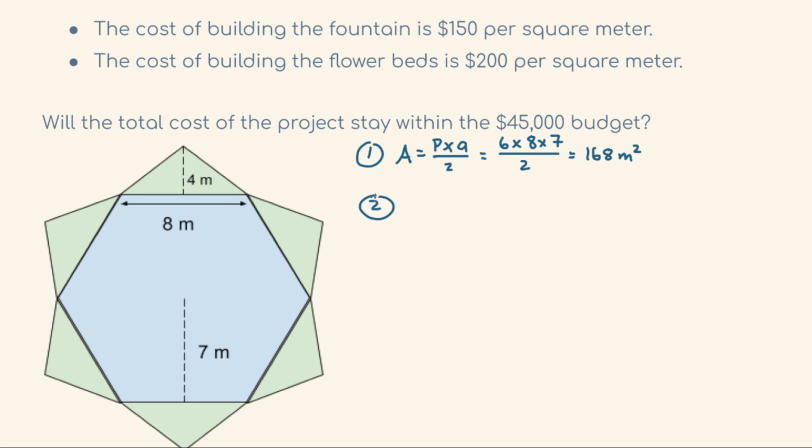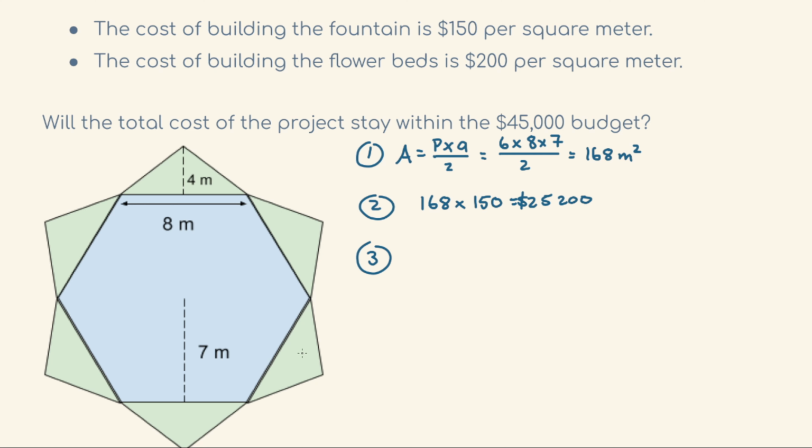Okay? Now let's find the cost of that blue hexagon. So we're going to take the area and multiply it by the cost per square meter. Okay? So that's 150. And that's going to come out to $25,200.